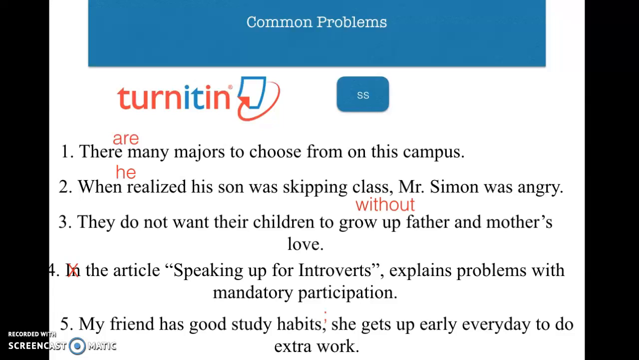So these are some common issues with sentence structure, and I strongly encourage you to get some more practice with them, because they're quite sophisticated, a little bit complicated, and I wish you the best of luck dealing with your sentence structure issues.